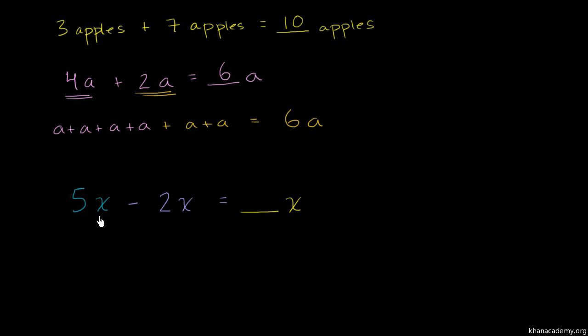Well, if I have 5 of something and I subtract 2 of those away, I'm going to have 3 of that something left. So this is going to be equal to 3x. 5x minus 2x is equal to 3x. And if you really think about what that means, 5 x's are just x plus x plus x plus x plus x. And then we're going to take away 2 of those x's. So take away 1 x, take away 2 x's. You are going to be left with 3 x's.